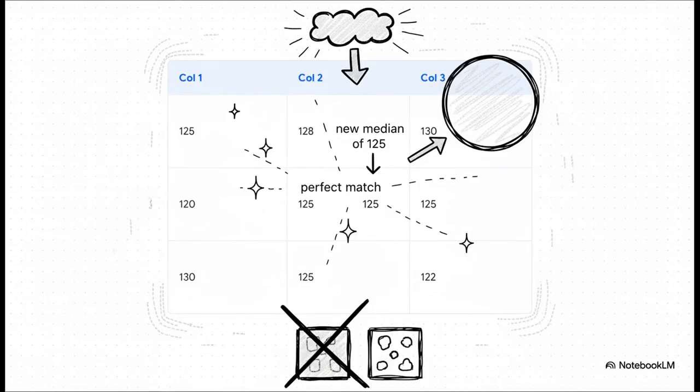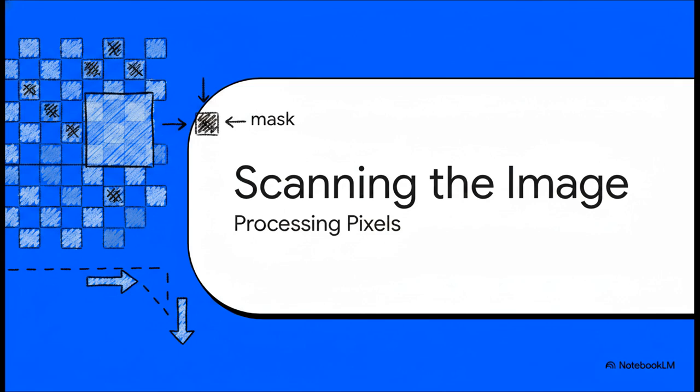This is the most satisfying part. We immediately chuck that noisy 33 in the trash, it's gone, and we replace it with our newly discovered median of 125. Just like that, we've successfully cleaned that tiny microscopic block. The center pixel now perfectly matches the visual context of its neighbors, and we didn't blur a single detail to do it. Finally, Section 5, scanning the entire image.